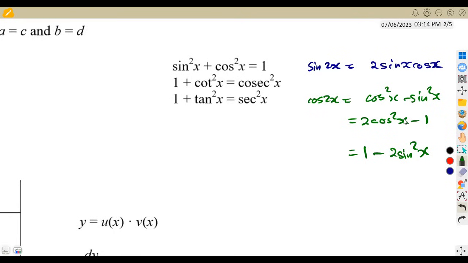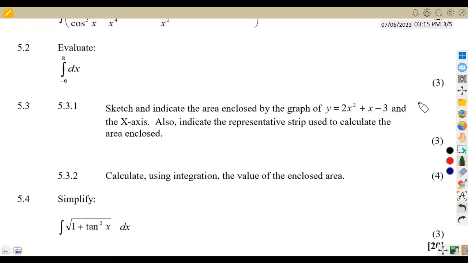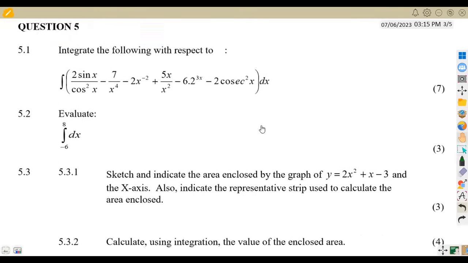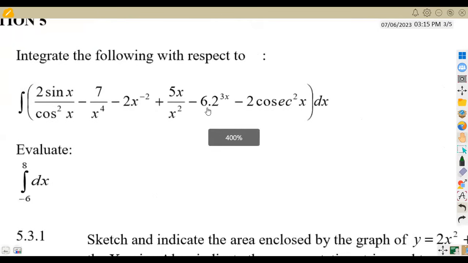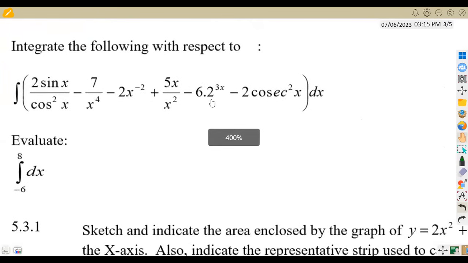All right, so let us rush through the questions and see what we got and how we apply this concept. We have got the first part of our question, which was to integrate these with respect to x. That is 7 marks. All right, so let me just increase. You've seen the marks. Okay, so this is what we need to integrate. This was from April 2015.